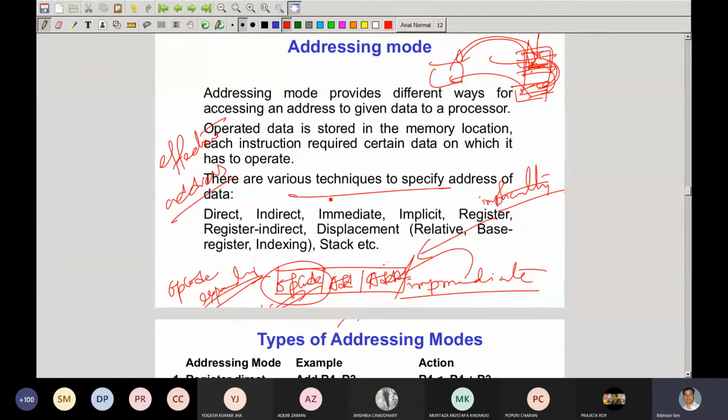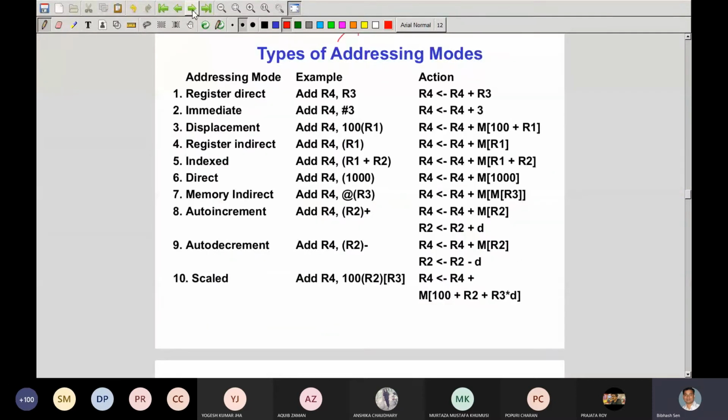So various techniques are there: direct, indirect, immediate, implicit, register, register indirect, displacement, maybe relative, base register, indexing and stack based. So these are the different addressing modes. Among them we will study gradually one by one.